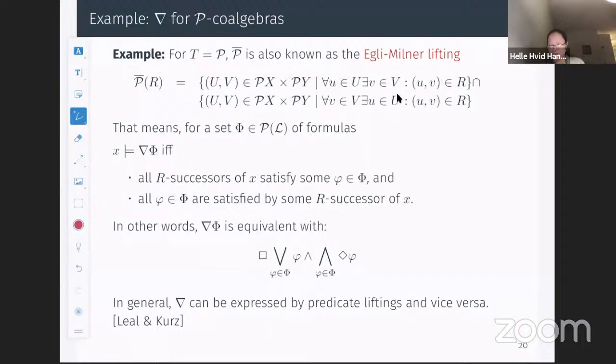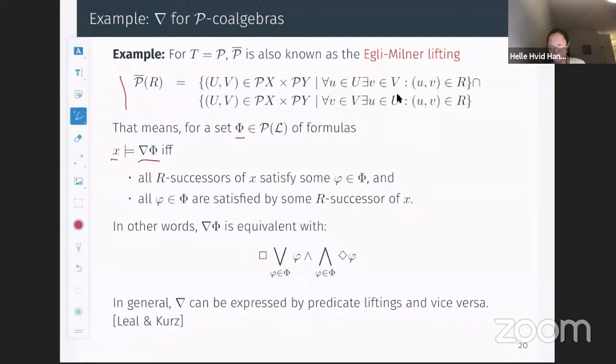So if you write out what the Nabla means for the covariant power set functor, instead of alpha I wrote here big phi, because it's a set of formulas. The Nabla big phi will hold at a state X if and only if, now you look, what does it mean to have phi related to the set of successors of X in the lifted relation? It means that all R-successors of X satisfy some formula in phi, and for all formulas in phi, there is some successor of X at which it is satisfied.